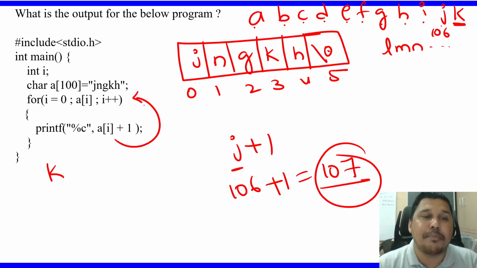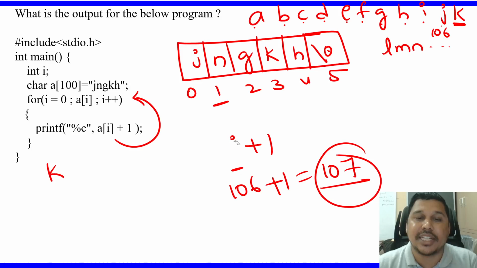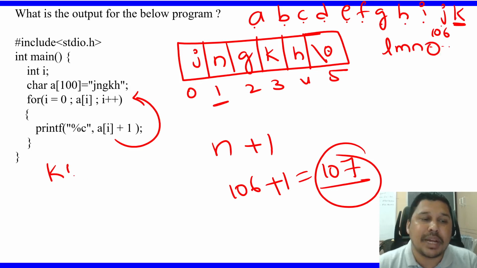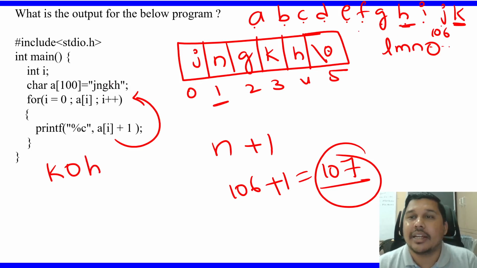Again it goes to the i++. I becomes 1 this time. So A of i, that is N plus 1. After N we have M, N, O. So this will become O. Again G. G's next character is H. Like this. K. K's next character is L. Next I have H. H's next character is I. So Kohli. So the output for this program will be Kohli.